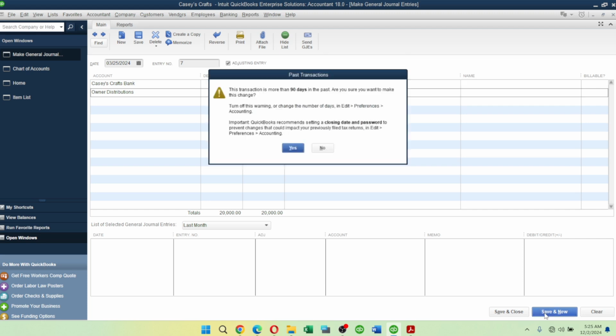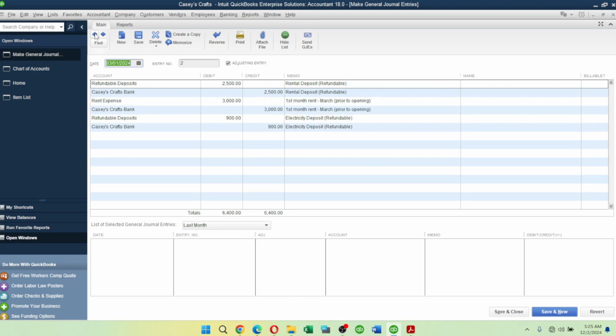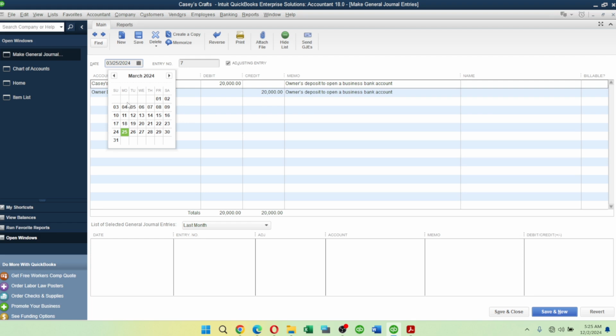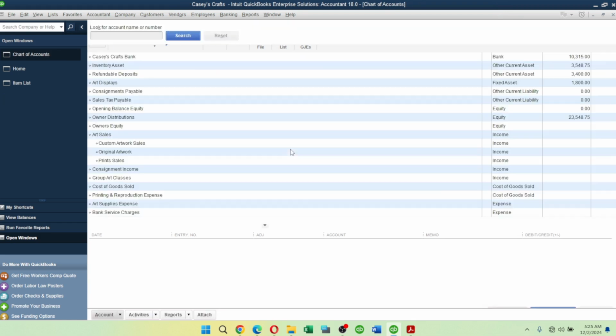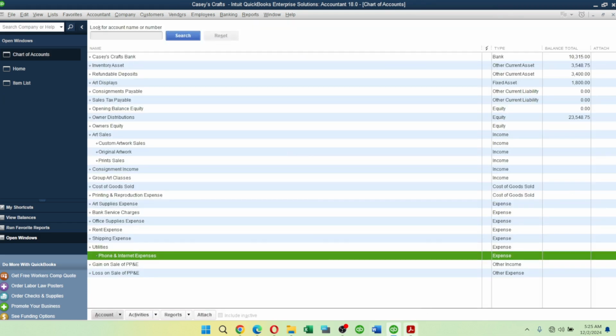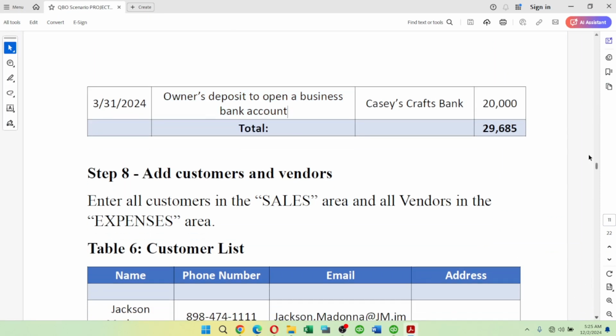So once you do that, you click save, and we have to change that transaction date. The transaction date is going to be 31st. Save and close. So that is the end of our journalizing of this item. We are now done with journalizing.